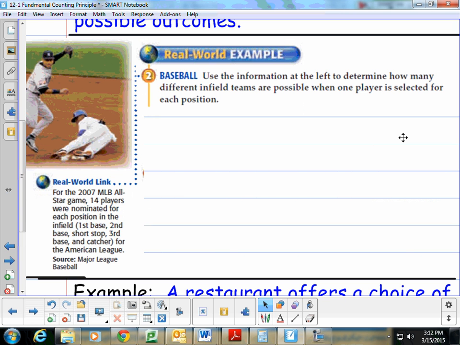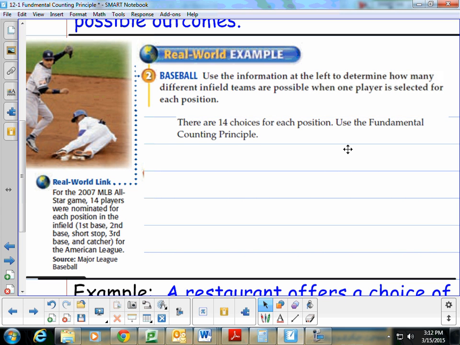Use the information at the left to determine how many different infield teams are possible when one player is selected for each position. So for the 2007 MLB All-Star Game, 14 players were nominated for each position in the infield: first base, second base, shortstop, third base, and catcher. So we have 14 different things. Since there are 14 choices for each position, we can use the fundamental counting principle.